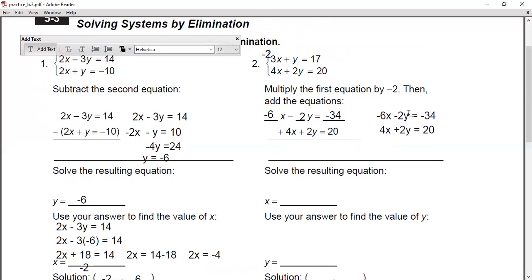Okay, so what are you going to cancel? You will cancel or eliminate this plus 2y minus 2y. Now you girls, please do it. I cannot do it, so that's why I'm just showing you with the cursor what to do. Just cross that out. If you cross that out, what are you left with? Minus 6 plus 4. How much is minus 6 plus 4? That's going to give you a minus 2x, right? Equals how much? Minus 34 plus 20 is going to give you minus 14.